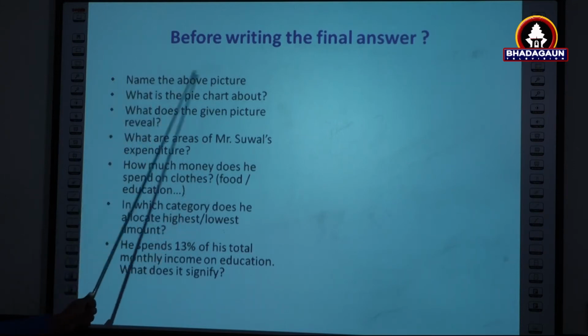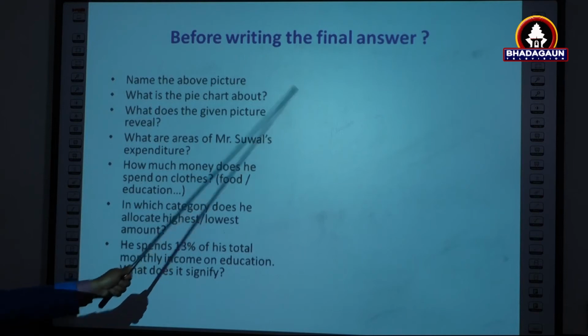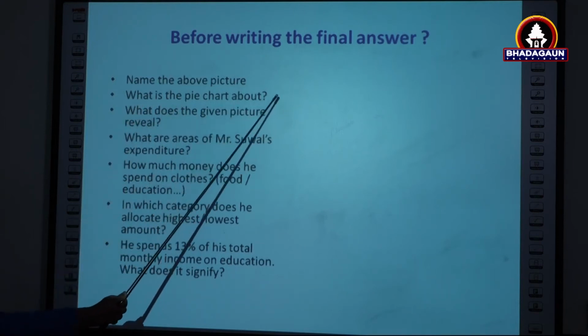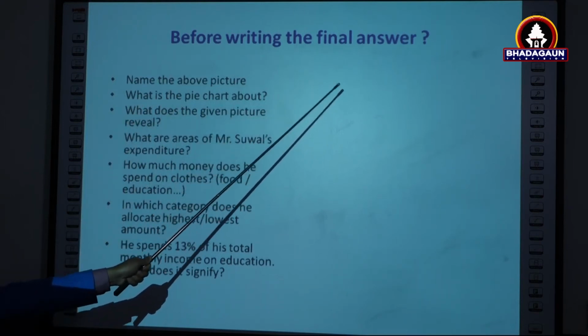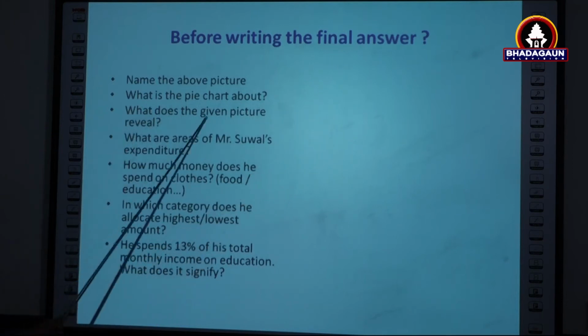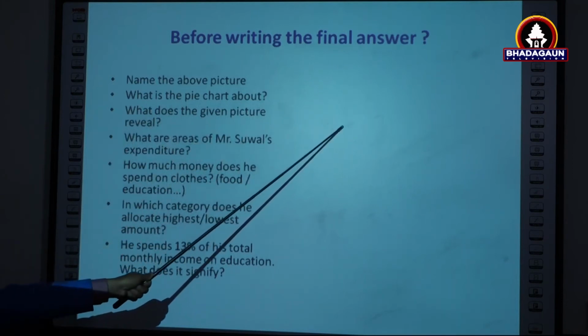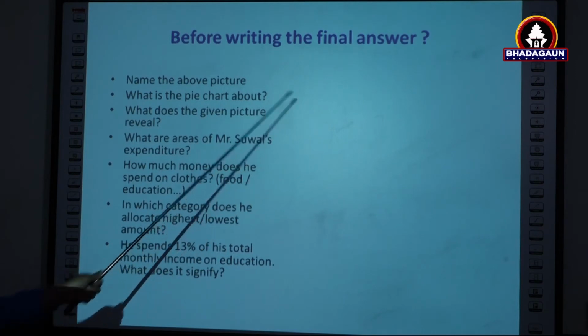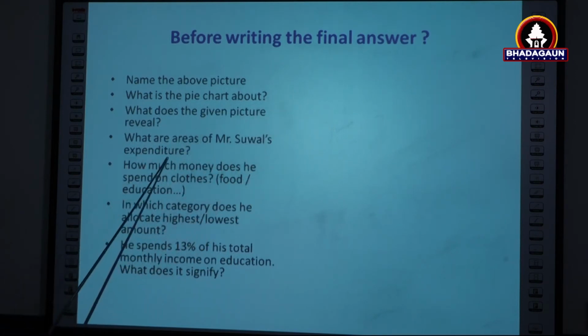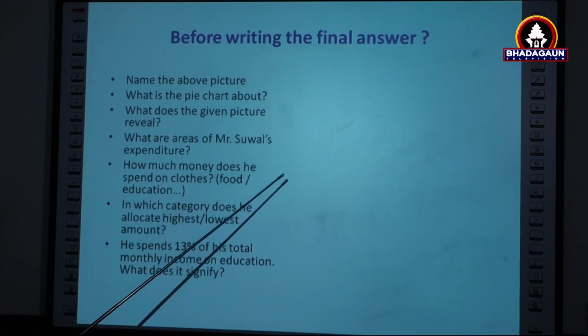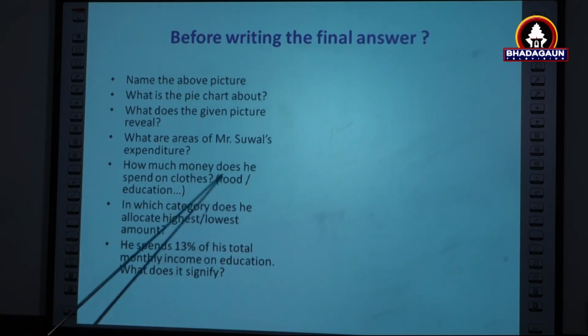First, name the above picture: pie chart. What is the pie chart about? About the monthly expenditure of Mr. Suwal. What does the given picture reveal? Write the answer. We will discuss this one also. What are the areas of Mr. Suwal's expenditure? 5 areas. Write the names. How much does he spend? How much money does he spend on clothes? Maybe 10%, 15% on the basis of the picture.